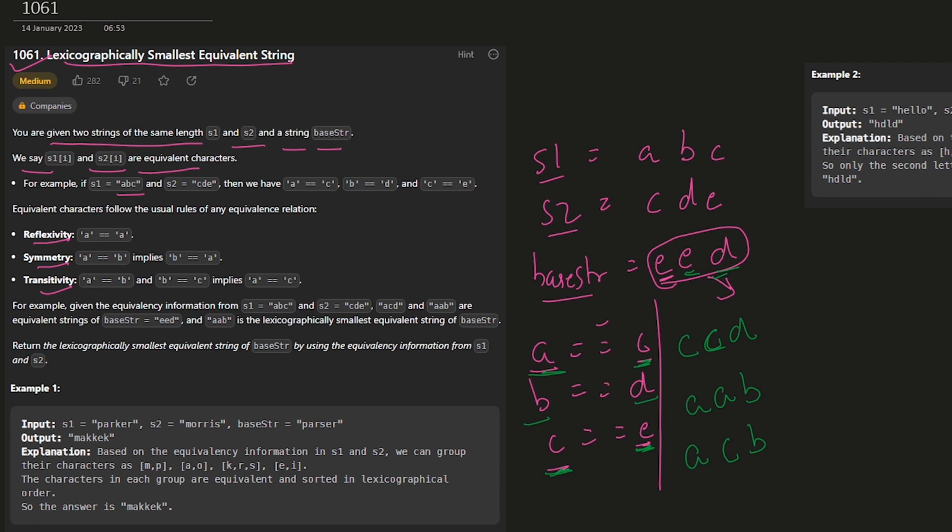Now guys, why are we generating this string? See guys, we have to return the lexicographically smallest equivalent string. That was the question, right? Return the lexicographically smallest equivalent string of base string by using the equivalency information from S1 and S2. So now we have to return the lexicographically smallest string.